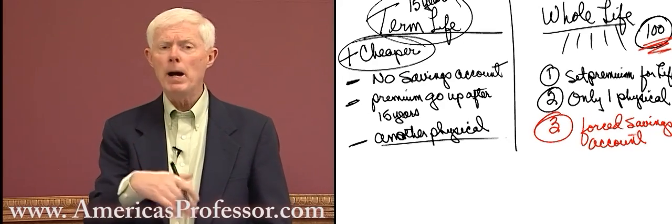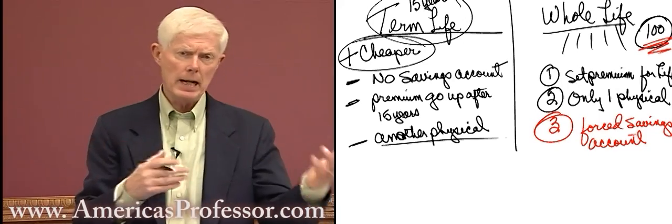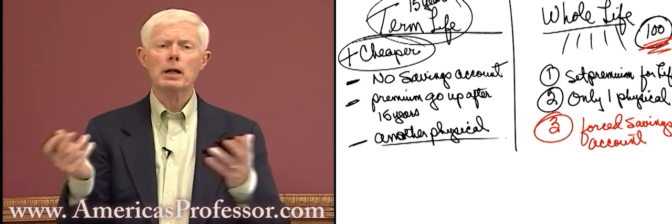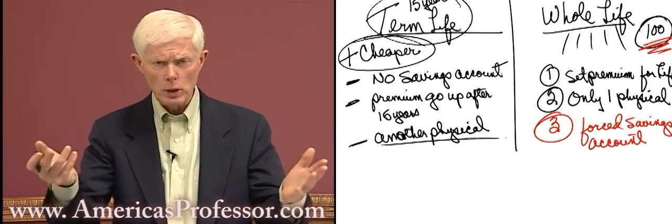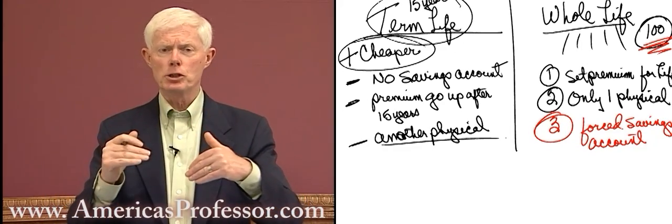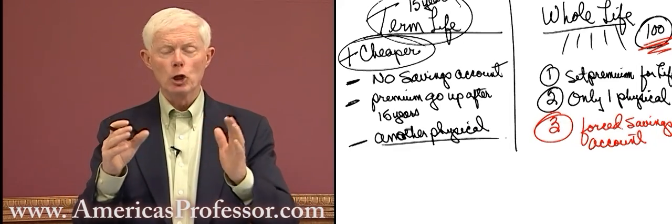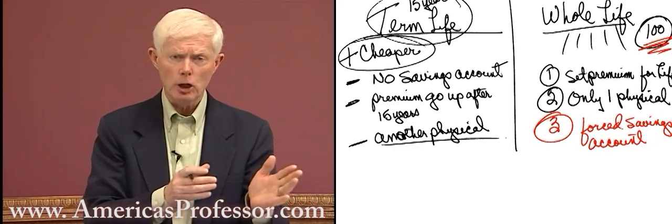So term might be perfect for you. Whole life may be perfect for you. It's kind of like buying a car versus a pickup. Which do you need? Which best serves your needs? So with that basic understanding out of the way, let's go into the chapter and learn more about term and whole life insurance.